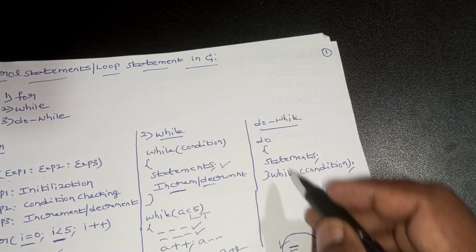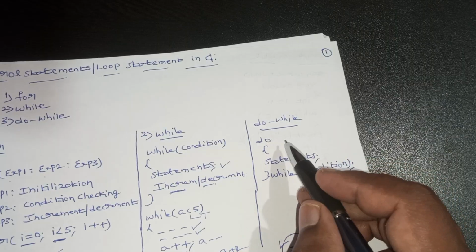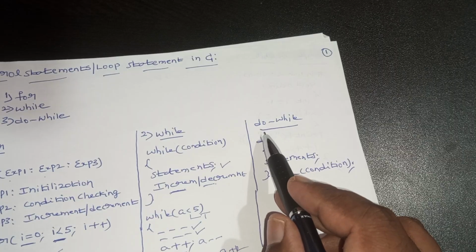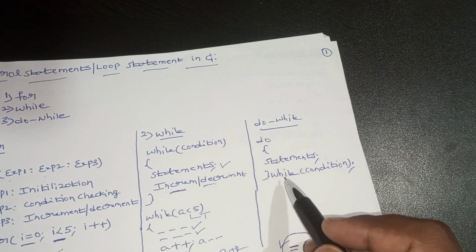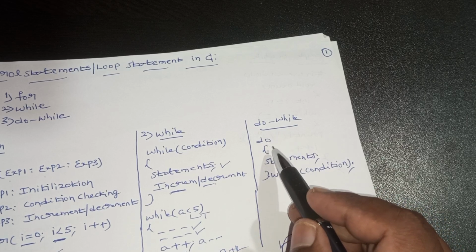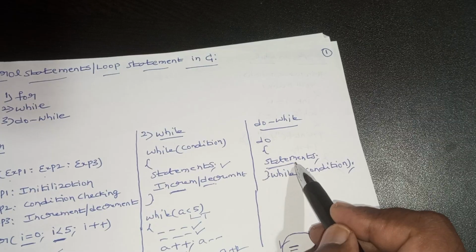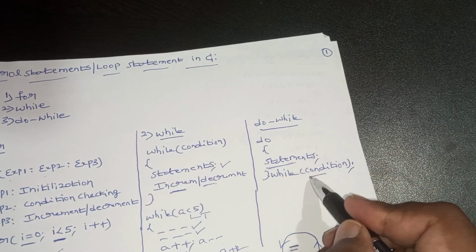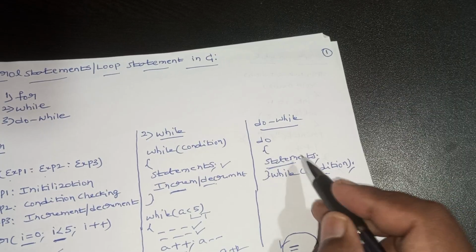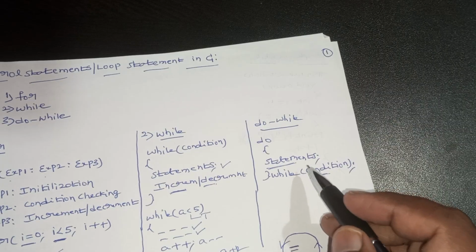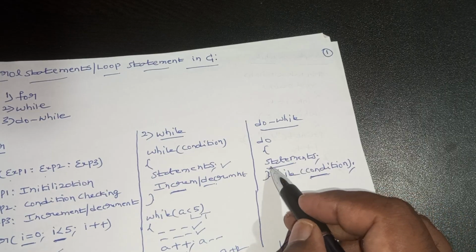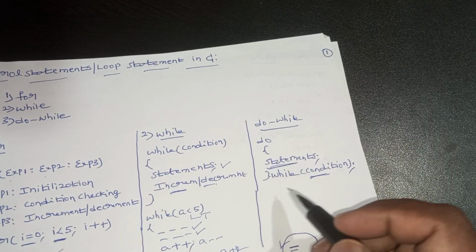Now coming to the last one, that is do while. See, first what I'm getting here, do means what? First do it once, then check the condition. That is what do while. Don't check the condition first. First you execute the set of statements, after that you check the condition. Do it once. If the condition is true, do one more time. Do it once, check the condition. If the condition is true, again execute some set of statements. That is what do while.